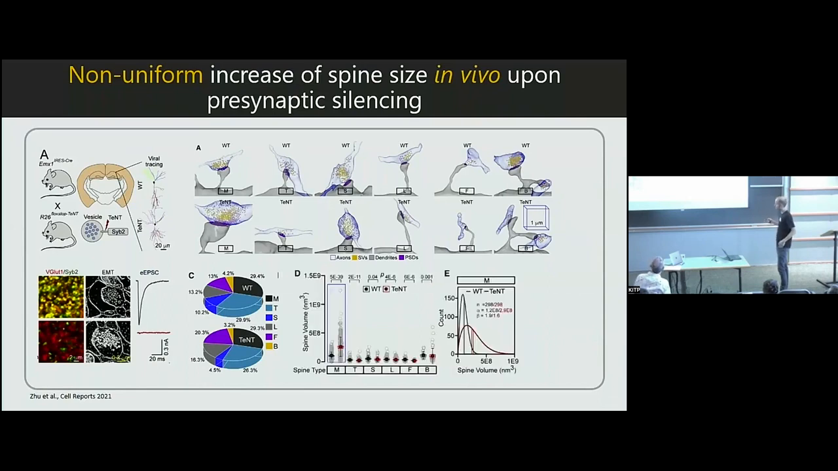But then when comparing the synapses between each category, they found a large increase in the size of mushroom spines selectively in the tetanus toxin condition. The other spine types remain of similar size, resulting again in a non-uniform regulation of spine size. They also found that the percentage of spines containing a spine apparatus was largely increased in the tetanus toxin conditions.